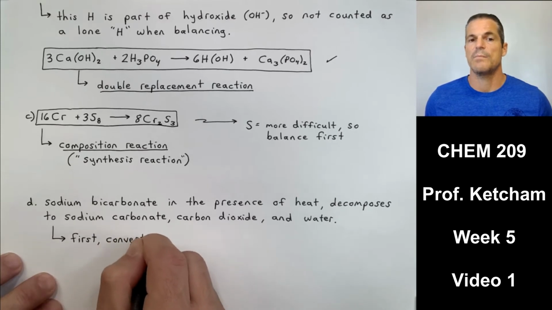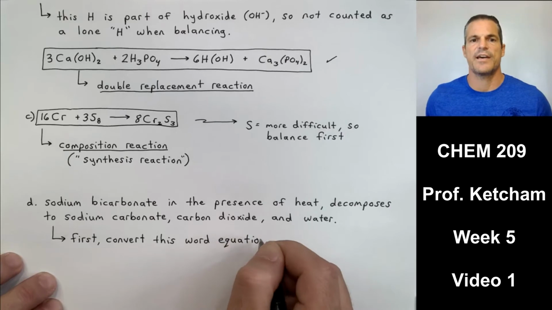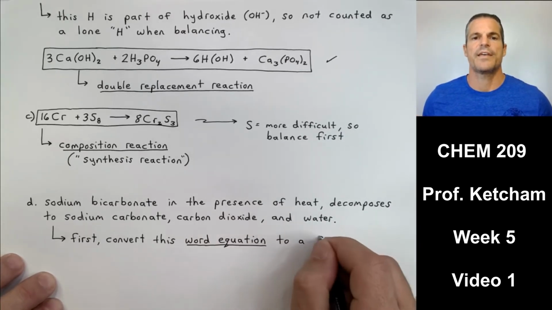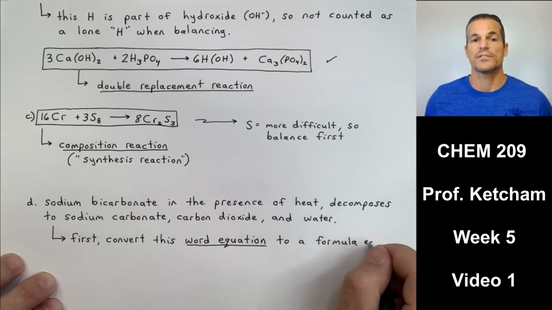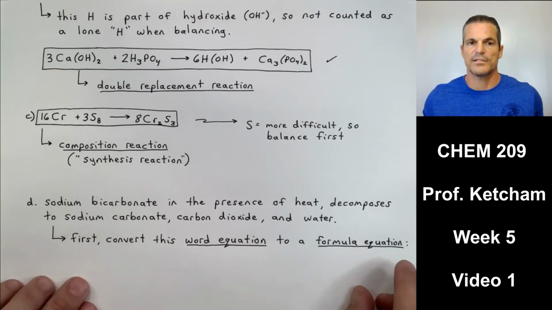All right, this is why naming was so important in the last chapter. In the presence of heat, I would tell you that it's just a little triangle above the reaction arrow. We don't need to worry about that at this point. So it says, first, convert this word equation to a formula equation. That makes intuitive sense.